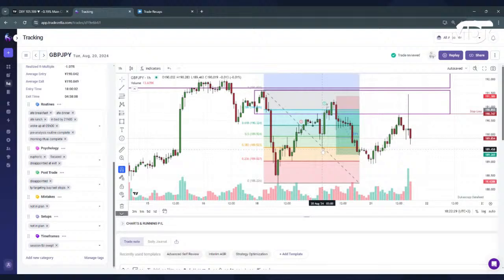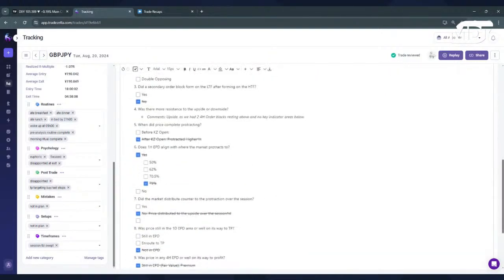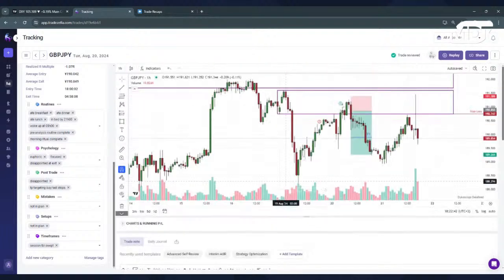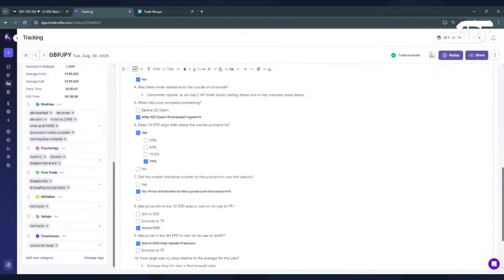And then we distributed lower very briefly over Asian session, but then we ultimately came up higher pre-London the next day, which is where I was stopped out. So we did align. If I was trading Asian and got an entry somewhere in there, that would have been a nice move.